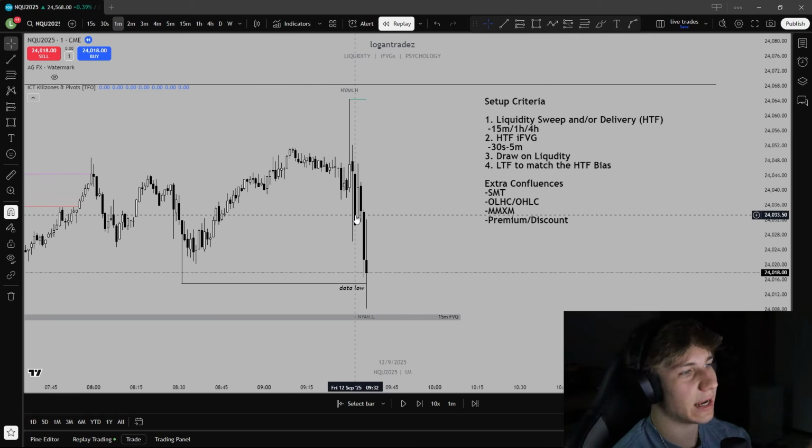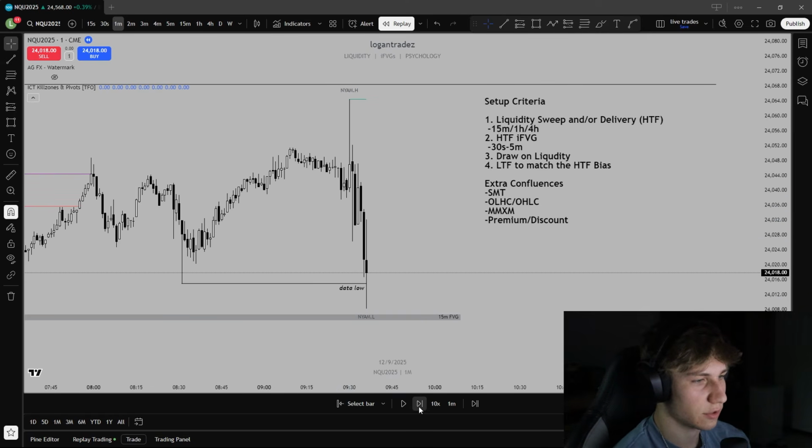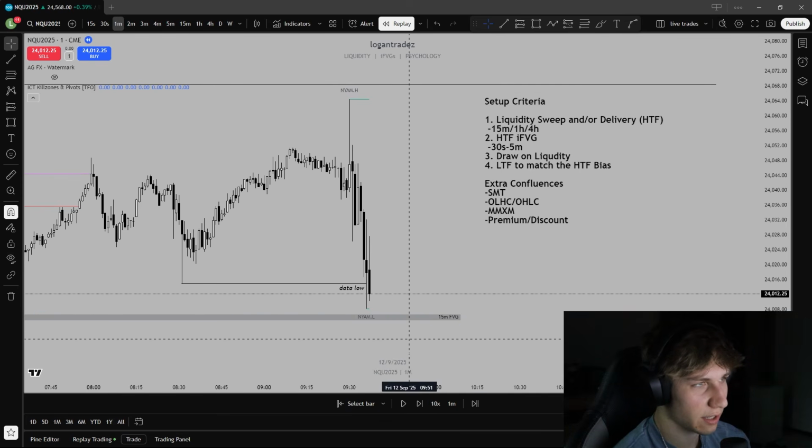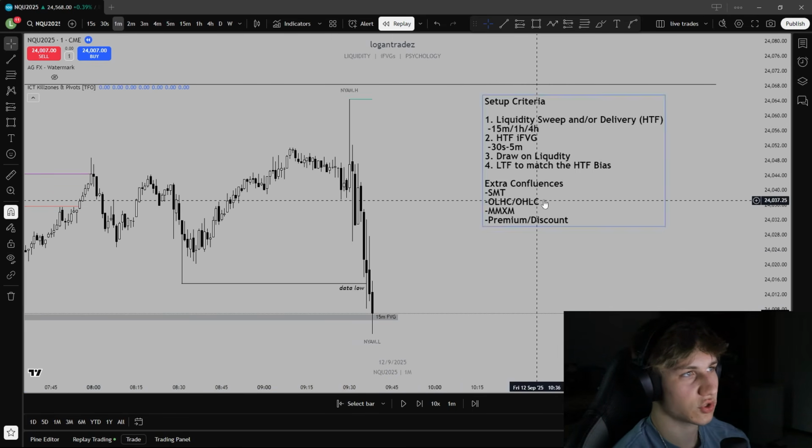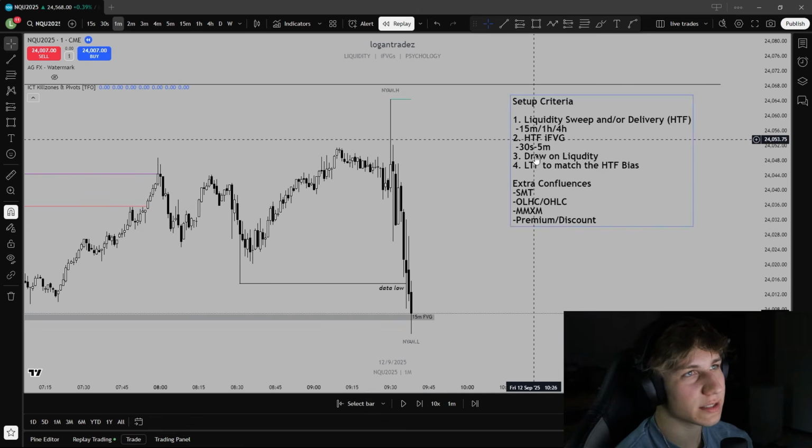Now, do we have any fair value gaps here that we could look for an inverse off of? Actually, it didn't show the delivery yet. Let me go forward a little bit. Okay, there we go. We tapped into that last 15-minute. Delivery off the 15-minute. We have a data low swept. And we're at all-time highs.